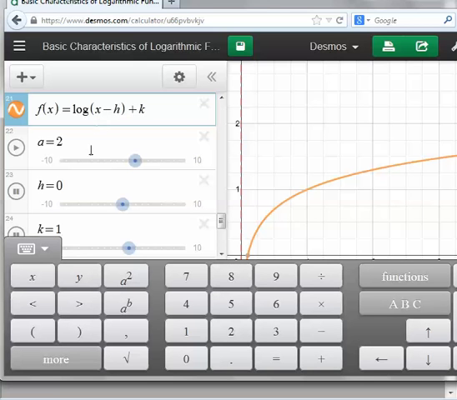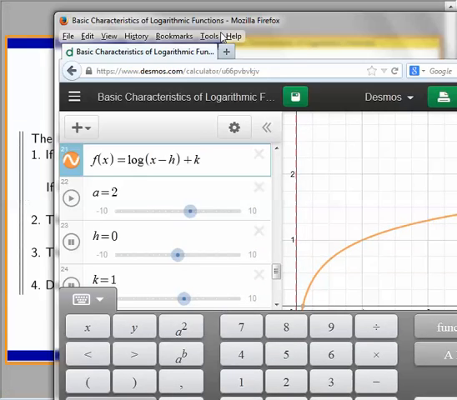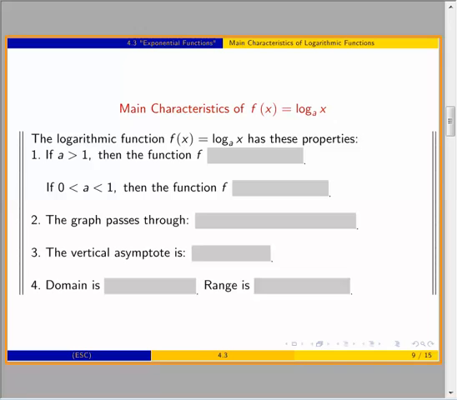So let's go back and fill out the table with all these basic properties. Okay. So we notice when a is a number bigger than 1, when the base is bigger than 1, then our function increases. These basic functions go up from left to right. When a is less than 1, then the function decreases. Okay, so an increasing function looks like this, and then a decreasing function looks like this.